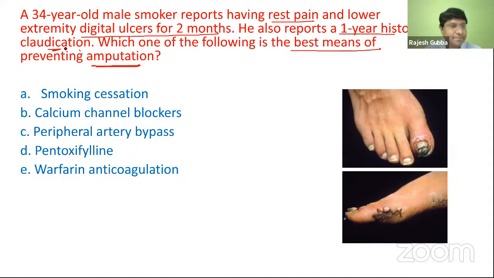You see the question clearly. The question asked is preventing. The options are smoking cessation, calcium channel blockers, peripheral arterial bypass, pentoxifylline, warfarin anticoagulation. What is the answer in this patient? First of all, please tell me what is the diagnosis? Whoever is answering, yes, Srihari Aditya, you have answered it correctly, but tell me what is the diagnosis? Monica, diagnosis please.